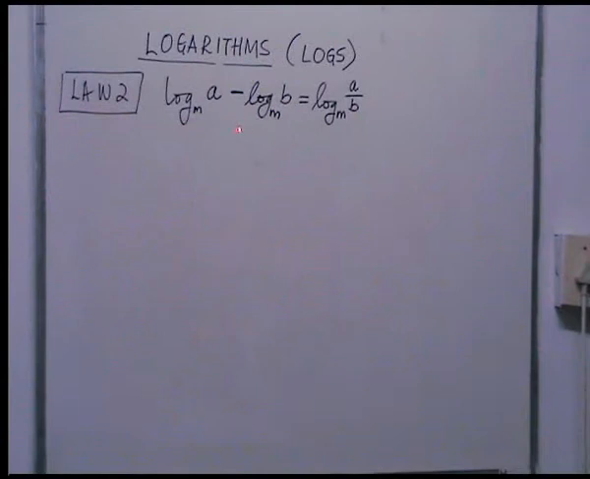So, according to this law, this can be rewritten as log of a over b. Now, there's your a, there's your b. This will be the numerator and b will be the denominator. Follow that order very carefully. That will be the numerator, that will be the denominator. Always. A will be numerator, b will be denominator. Right, let's do an example.